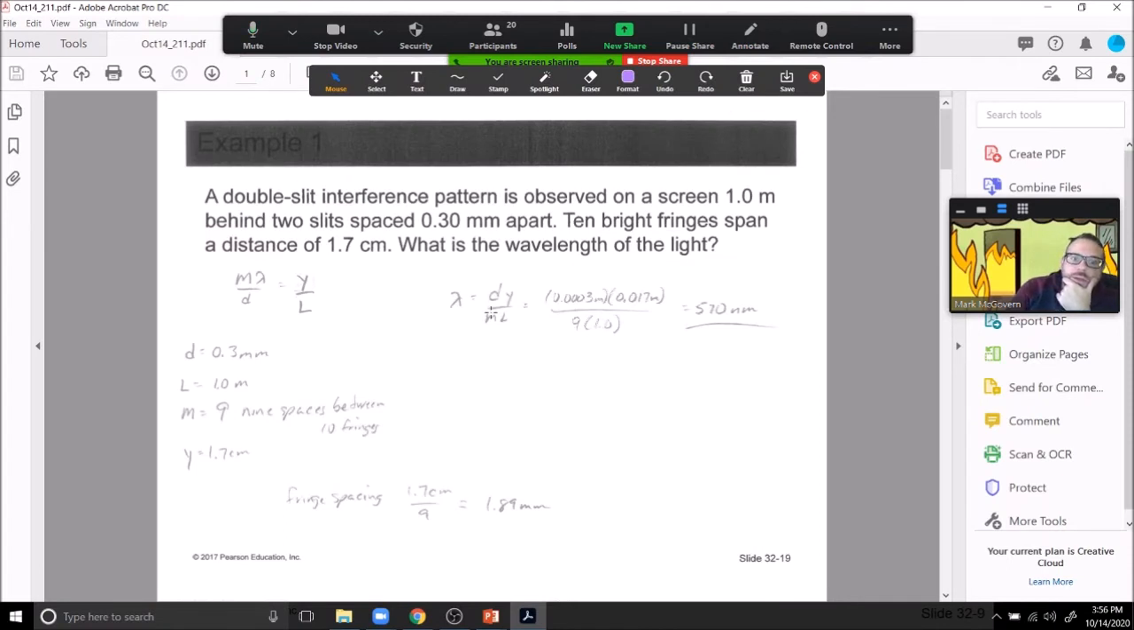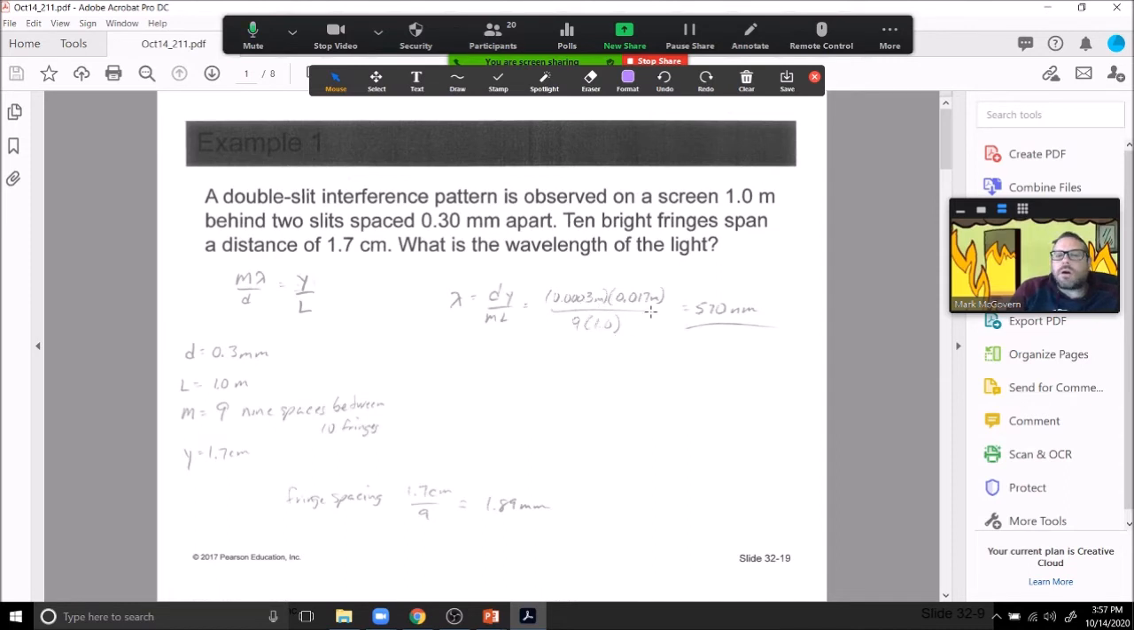M is 9. In fact, the way that we could properly illustrate this is that we have a delta m and a delta y. If the delta y is 1.7, then the delta m is 9. Put it that way, maybe. Anyway, solve for lambda. We have our slit spacing, 3 times 10 to the minus 4. I just put it as a full decimal there.